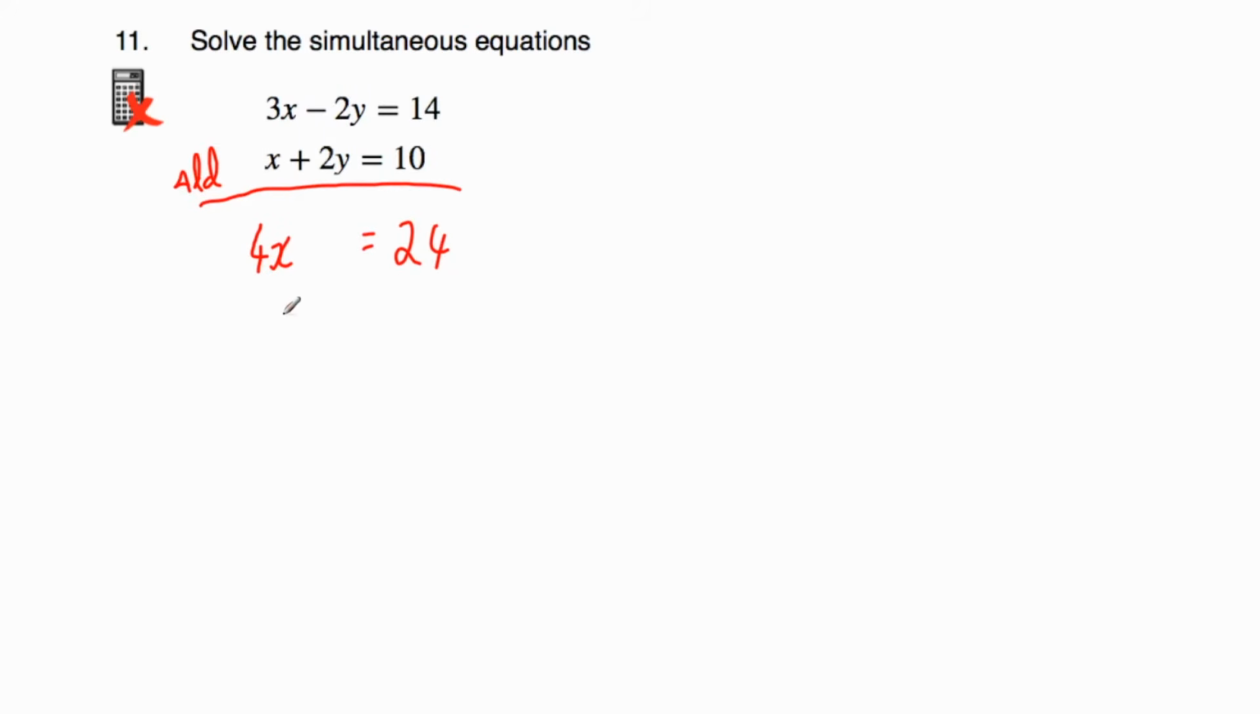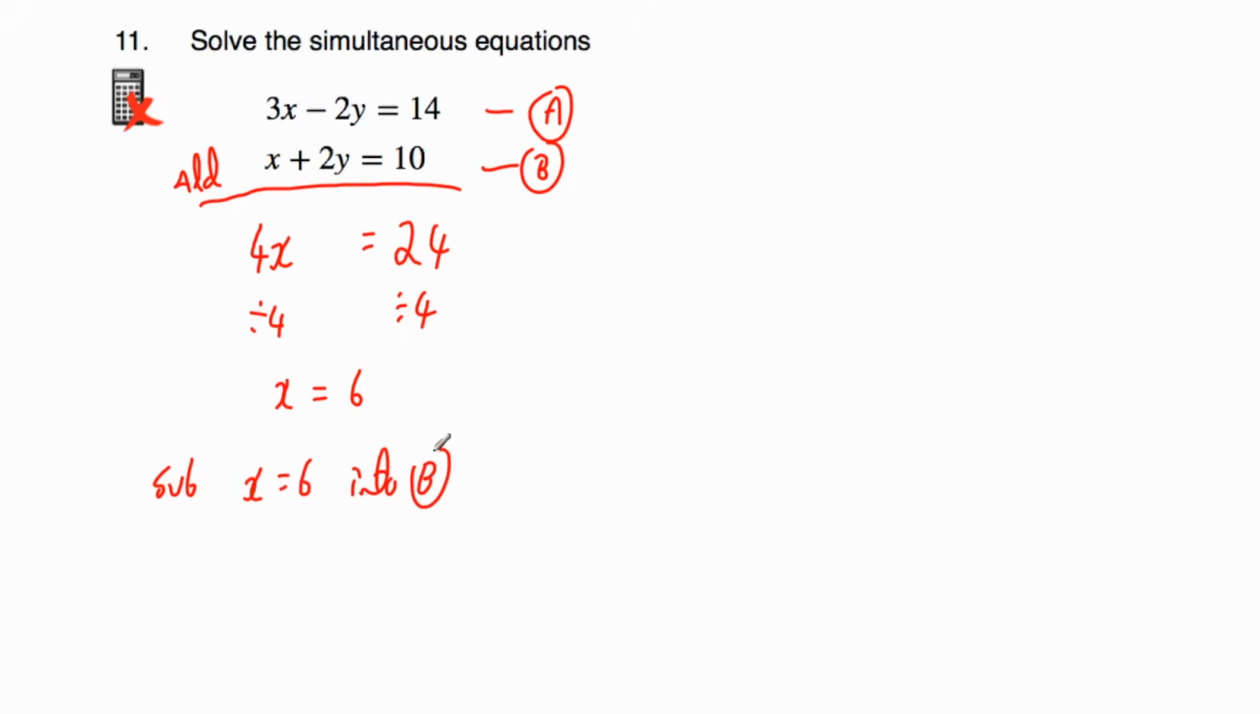So we've got 4x equals 24. We can now divide by 4 and divide by 4 and get that x is equal to 6. So let's substitute our x equals 6 into one of our equations. Let's label them A and B. I'm going to substitute it into B here. So let's say sub x equals 6 into B and see what we get.